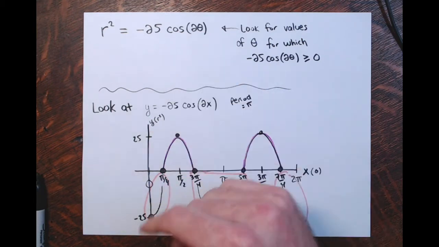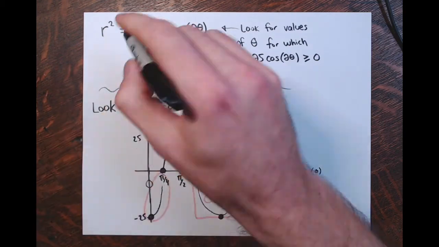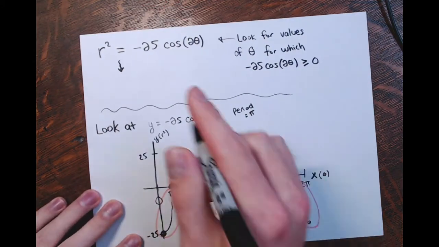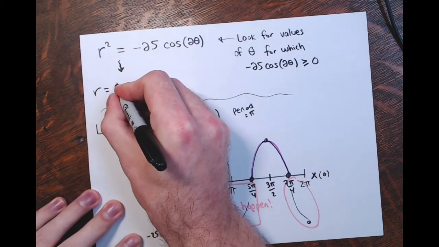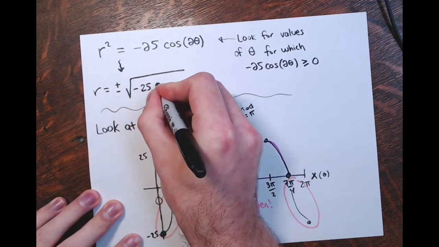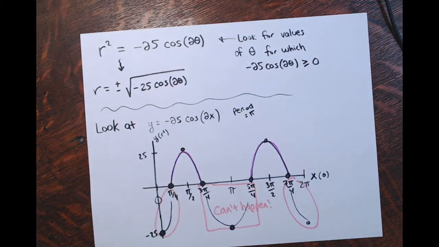All right, and now let me take the square roots of these positive outputs, right? Because this is r squared equals -25 times the cosine. So let's look at r equals plus or minus the square root of this. All right, and I'll do this on the next page.